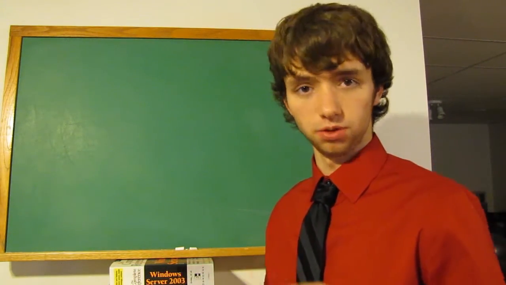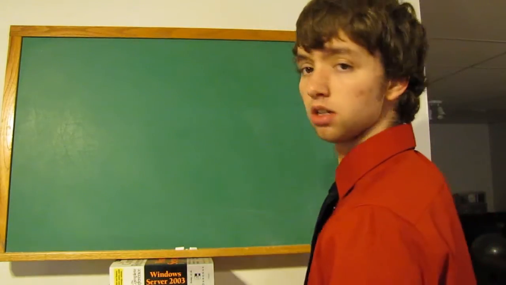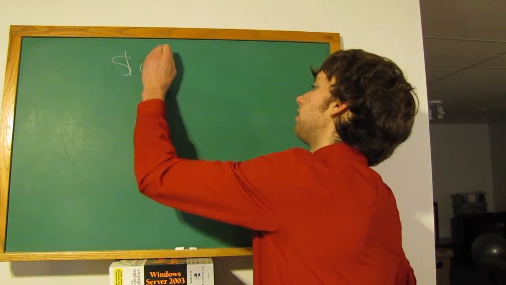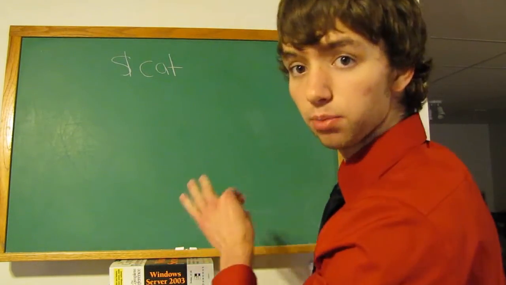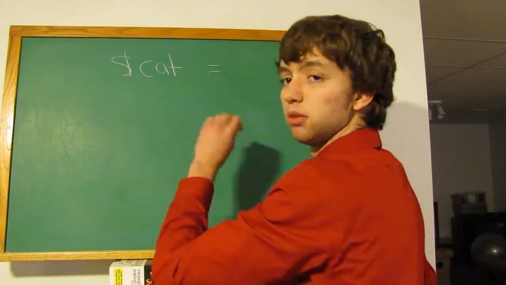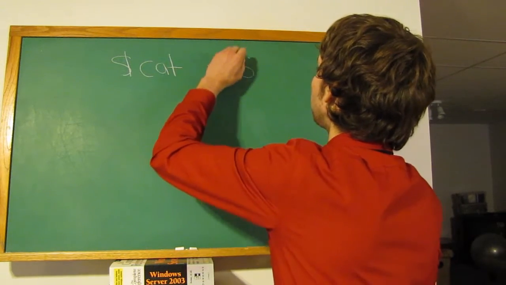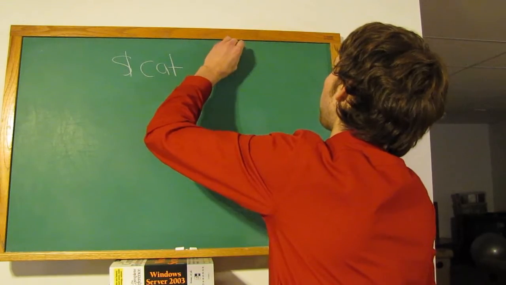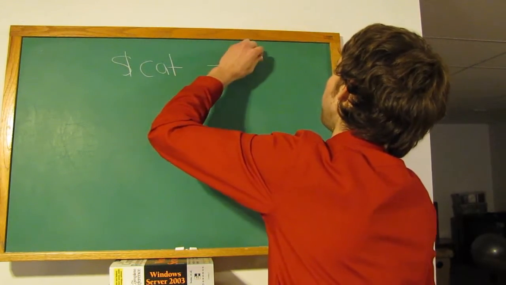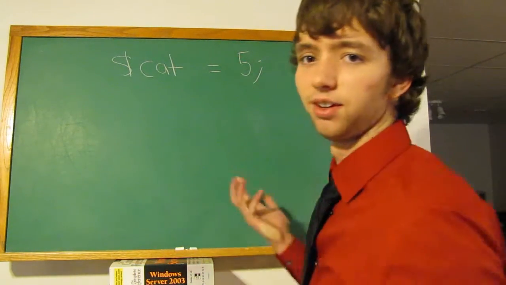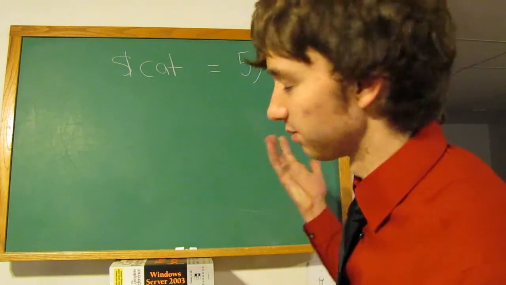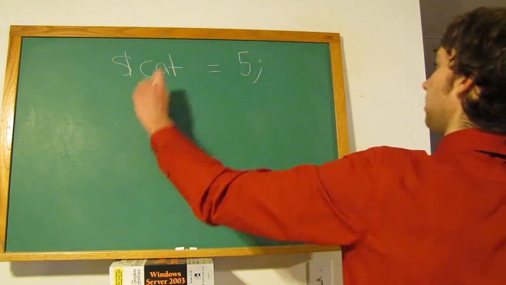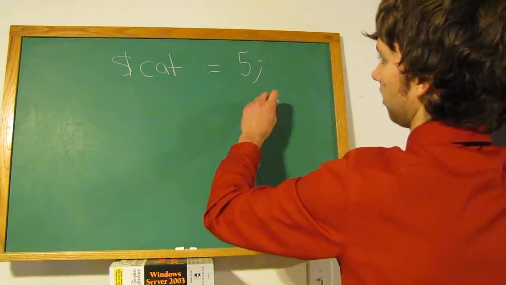Alright, so you can have a variable in PHP. We can name it, let's name it cat. Alright, so we have a variable named cat. It points to a value. 5. I know I've used 5 for like every example so far, but it'll work, trust me. So cat has the value 5.